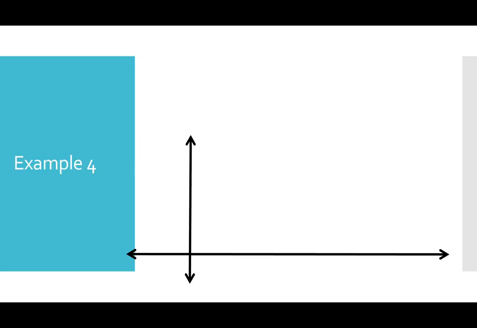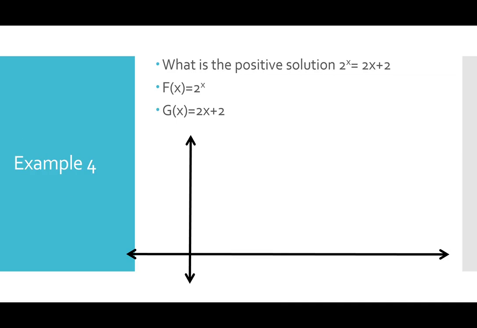One more thing to look at here then is how can we use graphs to help us come up with a solution? All right, so what is the positive solution to this right here? This is really more of a graphing calculator thing that you would do. We want to know what x is. So what we're going to do is create two functions. The left side, we're going to graph 2 to the x. And then the right side, we're going to graph 2x plus 2.